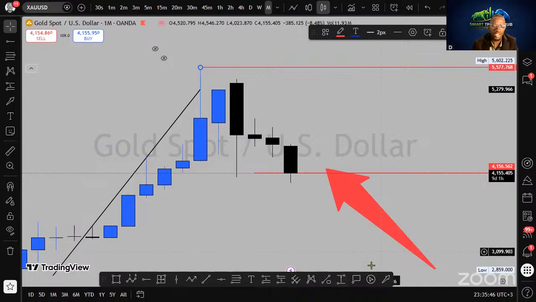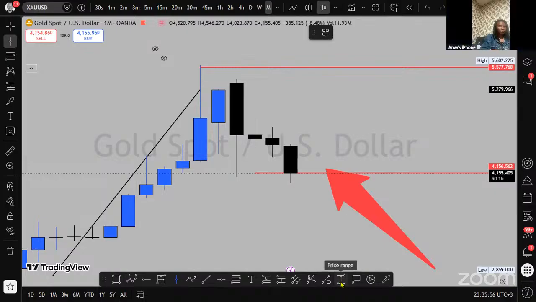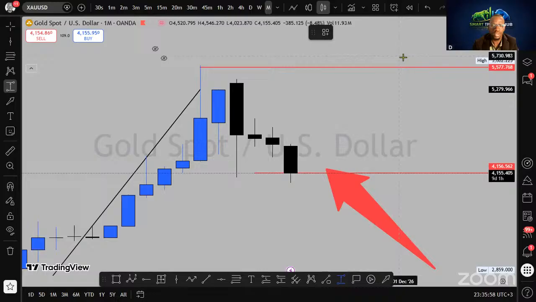Okay, something fishy is actually happening with my TradingView today. That should not be the internet. Okay, yeah, there. So from here to here.